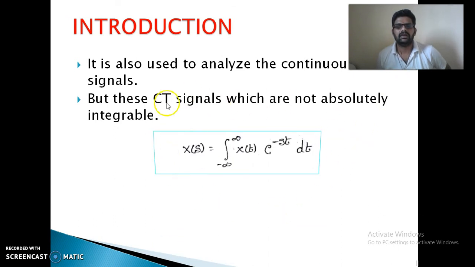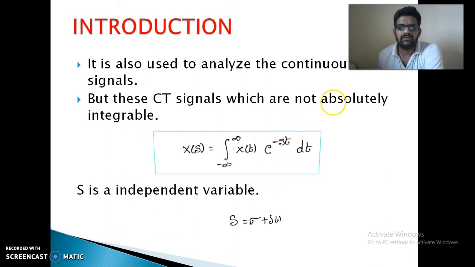So the definition of Laplace transform is given by X(s) is equal to integral from minus infinity to plus infinity x(t) e^(-st) dt, where s is a complex variable and it is given by sigma plus j omega, where sigma is the real part and j omega is the imaginary part. So it is a complex representation of the signal.